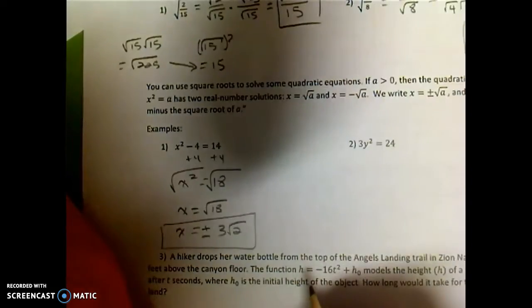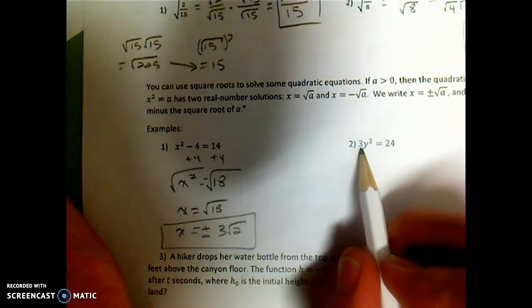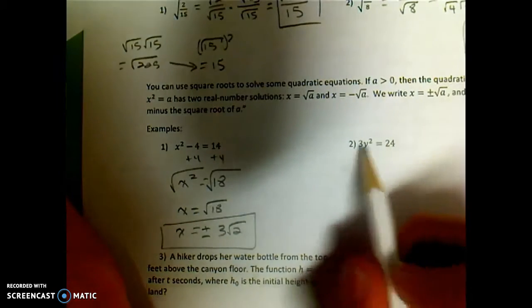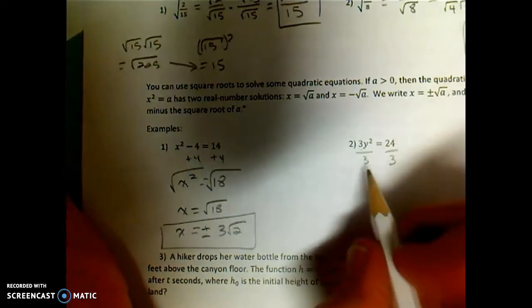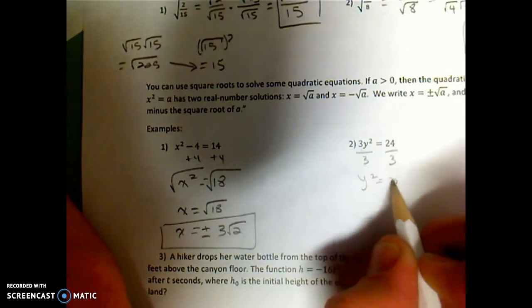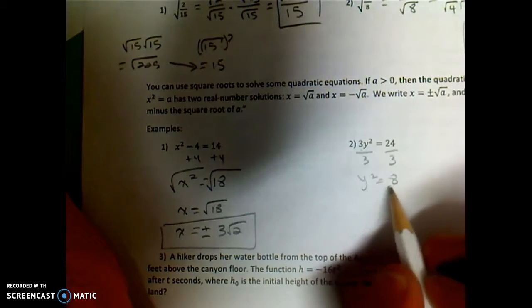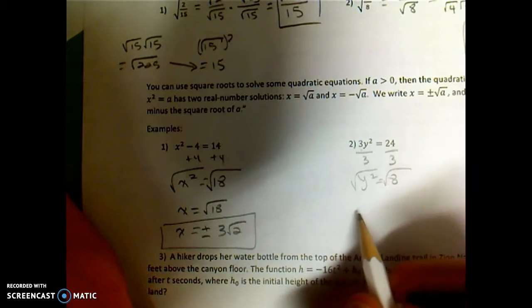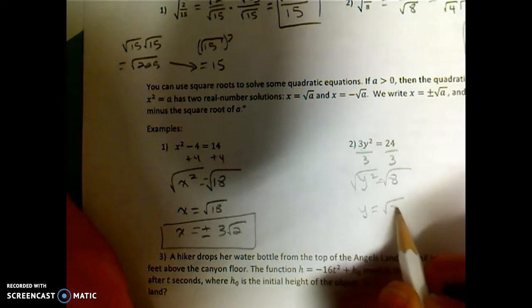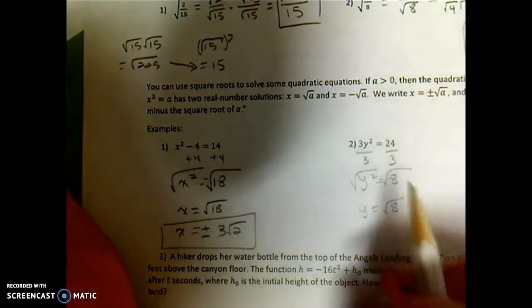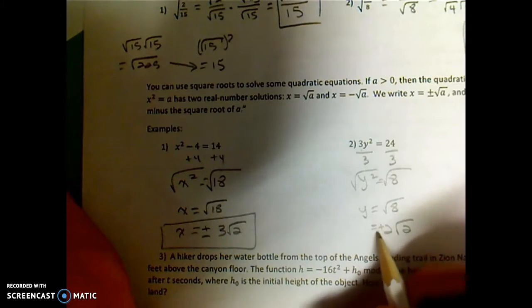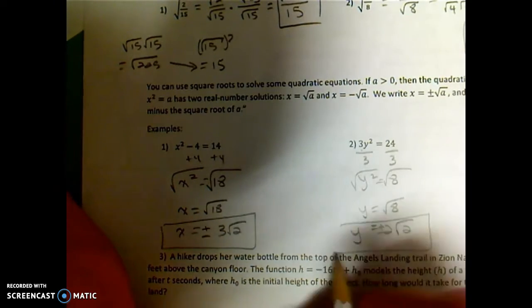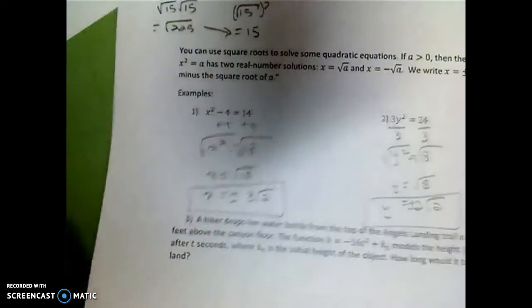How about an example like this one? I've got a multiplier, a coefficient in front of my squared term. I'm going to divide through by that 3. y squared equals 8. Taking the square root of both sides, y equals the square root of 8, which we've simplified earlier in this exercise: 2 times the square root of 2. Remember, I have to consider both the positive and the negative roots.